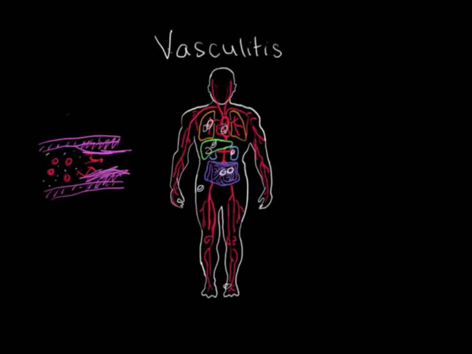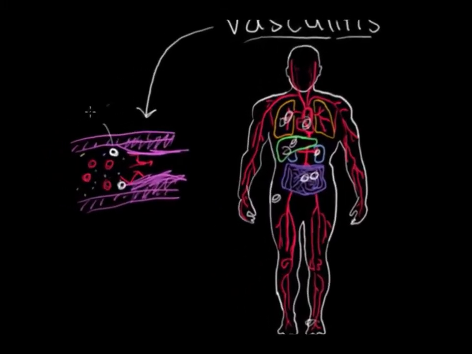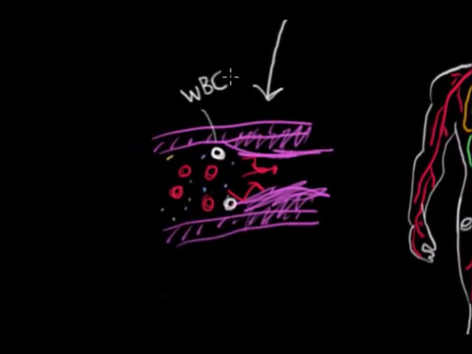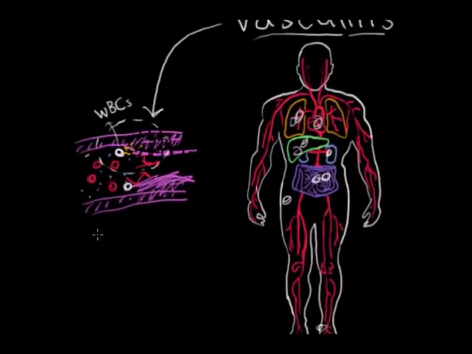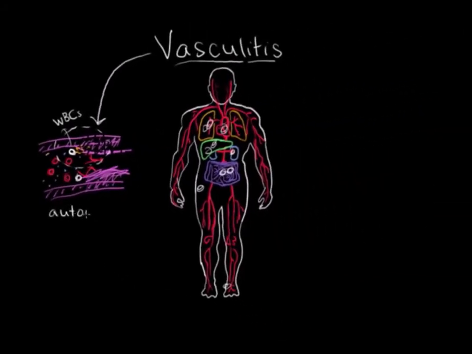Vasculitis is damage of blood vessels and inflammation of blood vessels. Itis means inflammation, and vascule means vasculature, or blood vessels. Essentially, this damage is caused by the immune system. White blood cells mistakenly release small molecules that can damage the blood vessels. Essentially, the immune system makes a mistake and thinks that blood vessels are foreign. So vasculitis is an autoimmune disease.